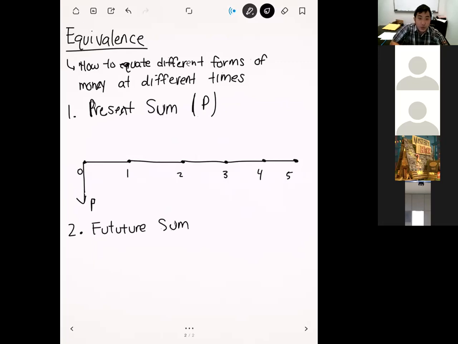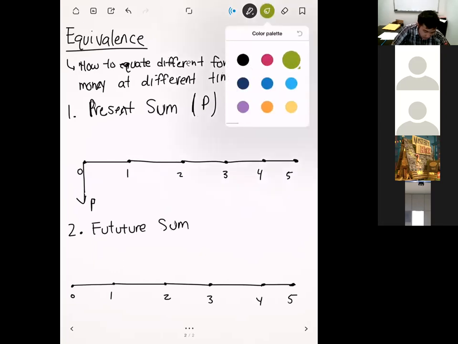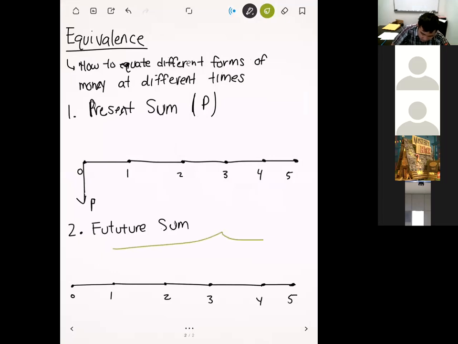The next form of cash flow that we went over was a future sum. A future sum of money is just one lump sum that takes place sometime in the future. The future could be at any point in the future, so a future sum could be at any of these times, as long as it's not 0. We gave the future sum the symbol F. As an example, let's say that we have a future benefit on year 2. We'll call this F right here.